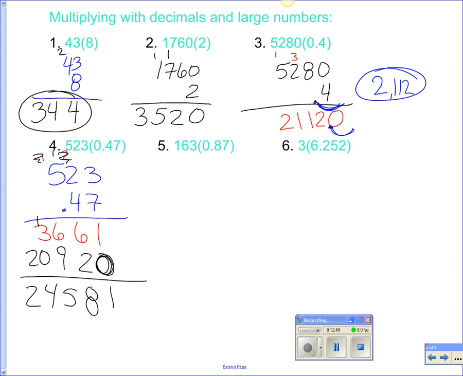Okay. So you got 2 decimal places. That's what Andrew was saying right here. So we have to put 2 in our answer. You got to go over 2 places in your answer. 245.81. Okay. Anybody have a question? All right. 163.87.